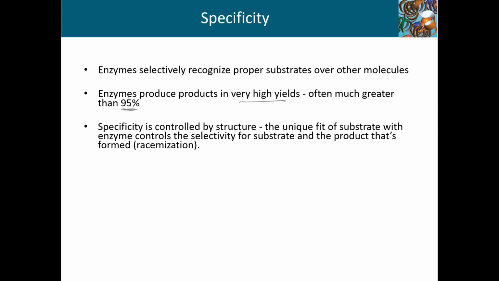And this is really important because we also get unique chiral centers produced in enzymes, whereas in a laboratory, a lot of our reactions form racemic mixtures, and we don't want racemic mixtures in our biological systems. We want specific, appropriate compounds to be formed.